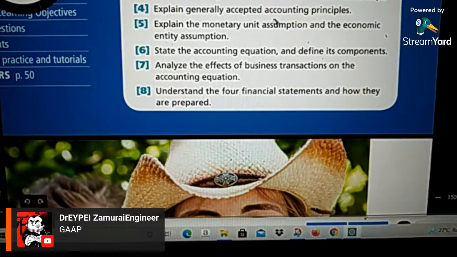So generally accepted accounting principle. Number 5, explain the monetary unit assumption and the economic entity assumption. So monetary unit. What is the monetary unit of America? Dollar. What is the monetary unit of Philippines? Peso. What is the monetary unit of Japan? Yen. What is the monetary unit of Saudi Arabia? Rial. What is the monetary unit of Australia? Australian dollar. What is the monetary unit of Thailand? Baht.